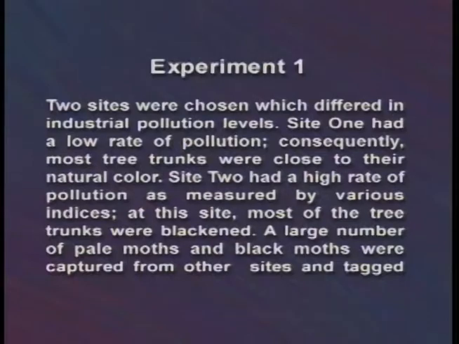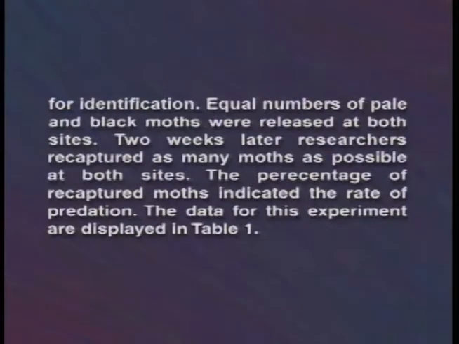A large number of pale moths and black moths were captured from other sites and tagged for identification. Equal numbers of pale and black moths were released at both sites. 2 weeks later, researchers recaptured as many moths as possible at both sites. The percentage of recaptured moths indicated the rate of predation. The data for this experiment are displayed in Table 1.